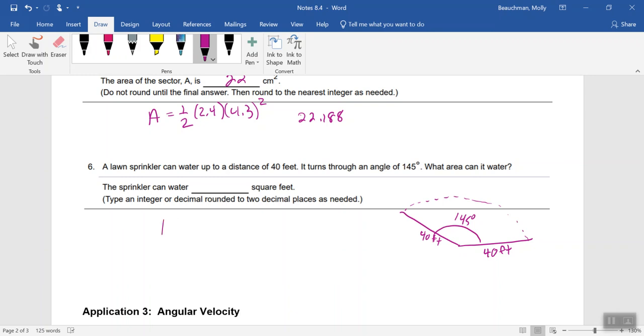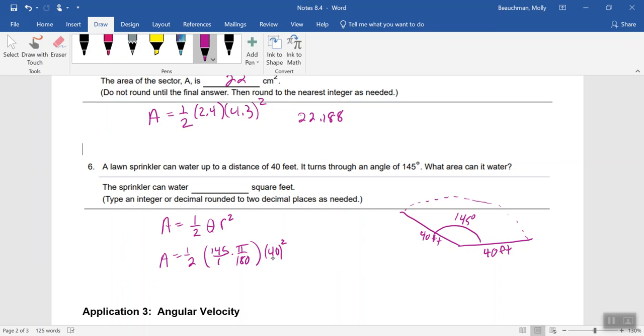So we use the same formula. Area is equal to 1/2 times the angle times the radius squared. So this time our angle is given in degrees again, so we have to change degrees to radians. So area equals 1/2 times 145 degrees in radians. You can do 145 over 1 times pi over 180. That's our conversion from degrees to radians, times the radius of our sprinkler, which is 40 squared. All right, so let me see.